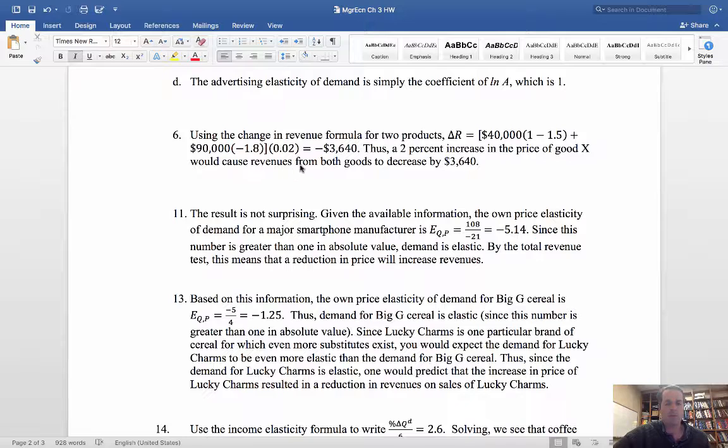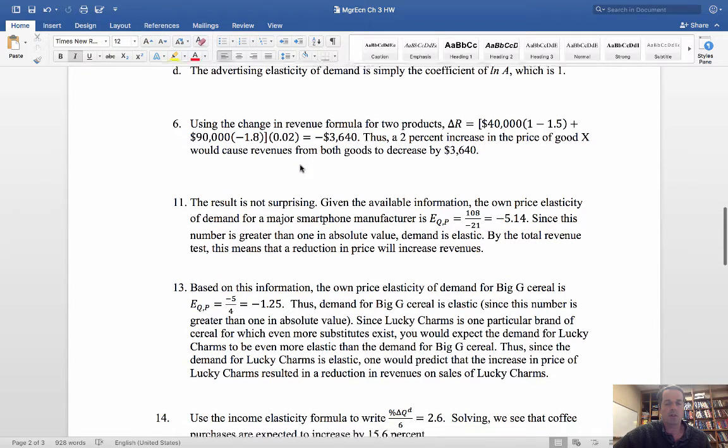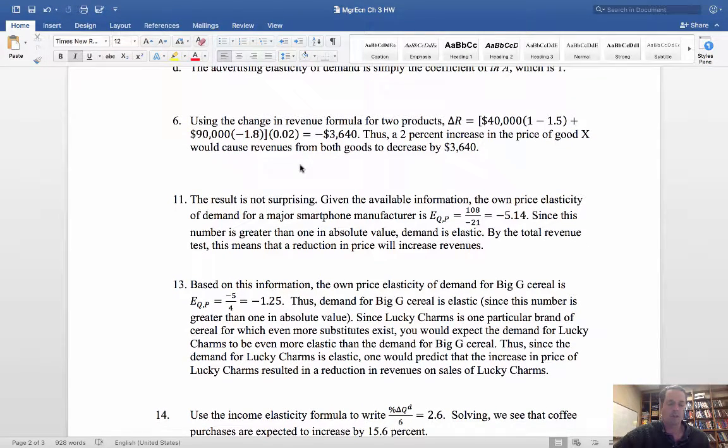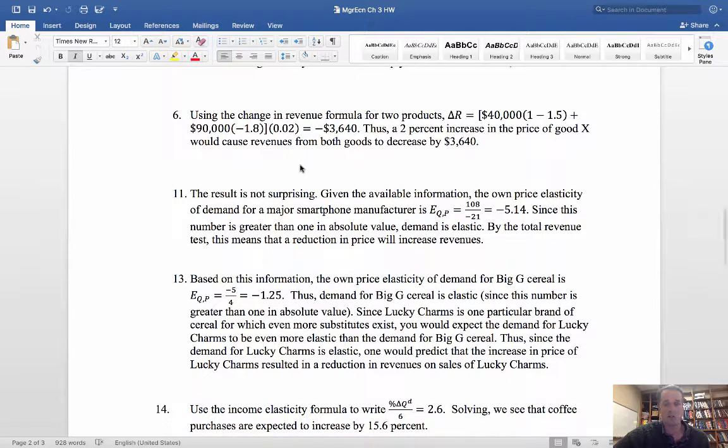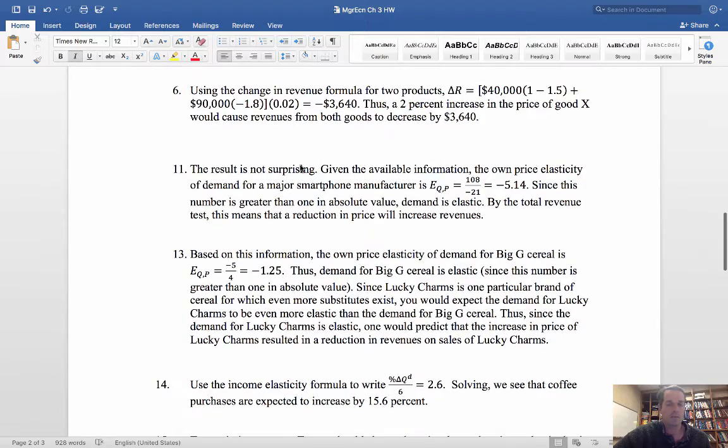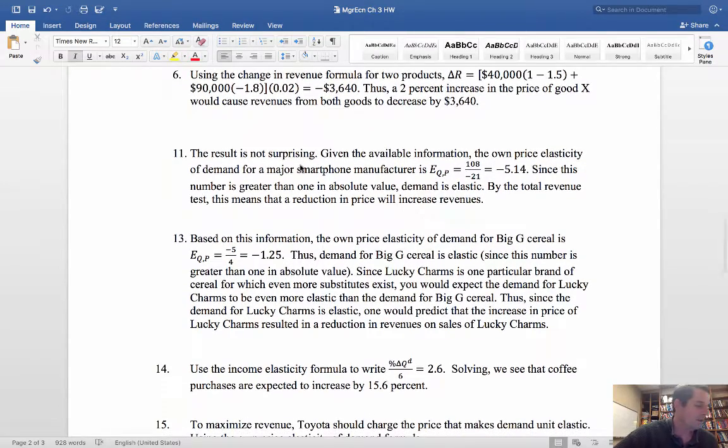I may come up with another way, as I'll show you later on, that we may be able to set this up in a spreadsheet that would give us more trust for this equation. Okay. Number 11 is, let's see, the smartphone manufacturer. Okay.